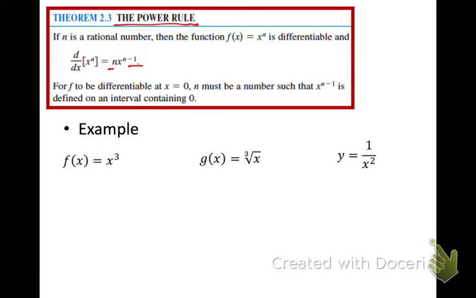Okay. So if I have f of x equals x cubed, so f prime of x. Not negative 1 prime. I said prime and I wrote negative 1.